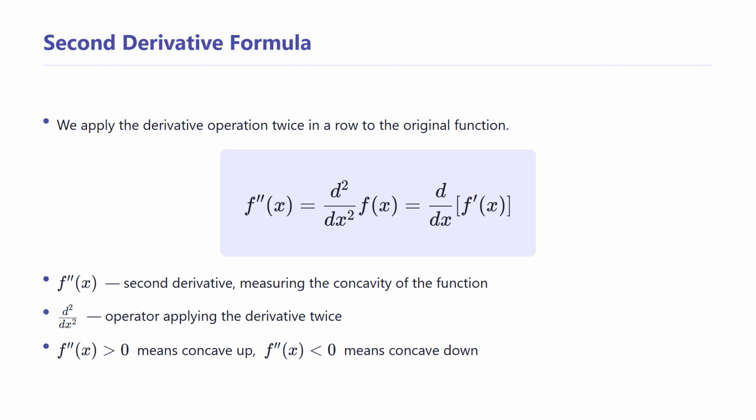This concept leads us to the mathematical formula for the second derivative. The symbol d squared by dx squared means we apply the derivative operation twice in a row to our original function. Essentially, we are taking the derivative of the first derivative. We denote this as f double prime of x. It tells us how fast the slope itself is changing. If this value is a large positive number, the slope is increasing rapidly, creating a sharp upward curve, or concave up. If it is negative, the slope is decreasing, forcing the graph to bend downwards, or concave down.